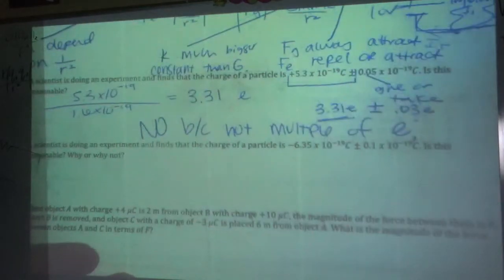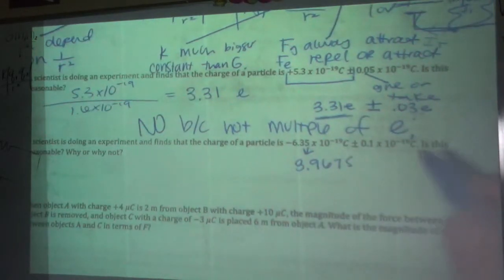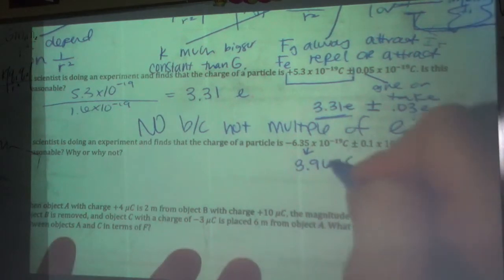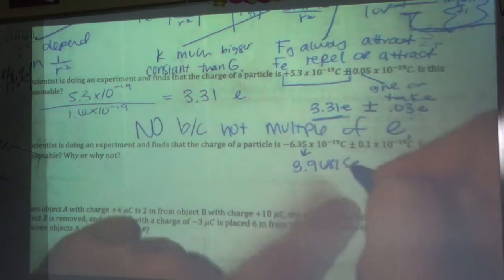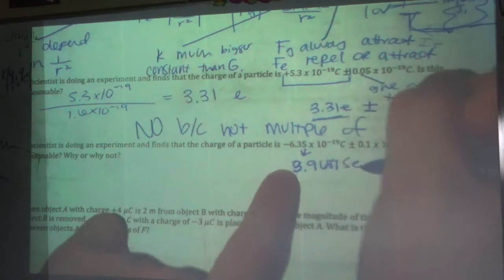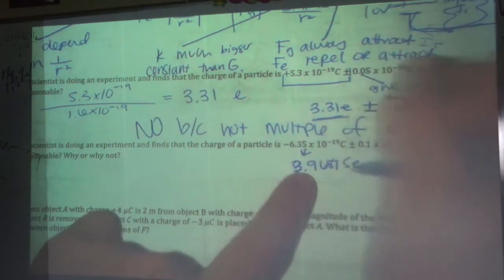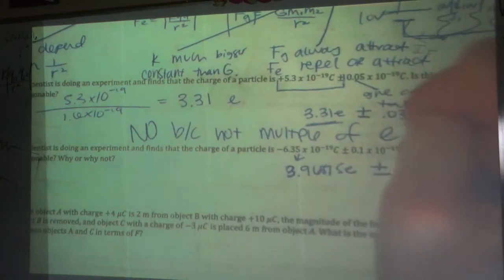Now the next one, this right here is 3.96875, I think, elementary charges. So you're looking at, well, I can't have 0.96875 of an elementary charge, but let's look at our margin of error, because this isn't saying it's exactly this. It's saying it's this, give or take a little bit. So let's see what our give or take is. 0.1e whatever, divided by the 1.6. This is saying plus or minus 0.0625 of an electron.